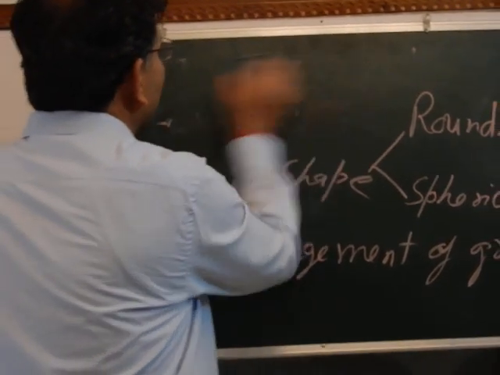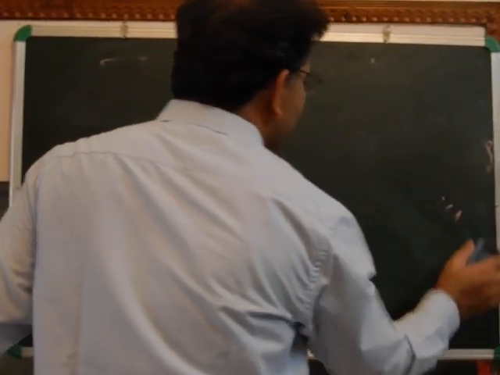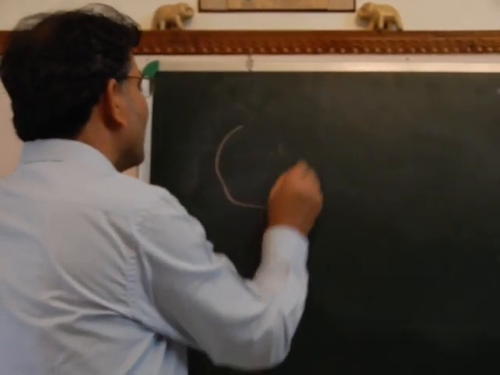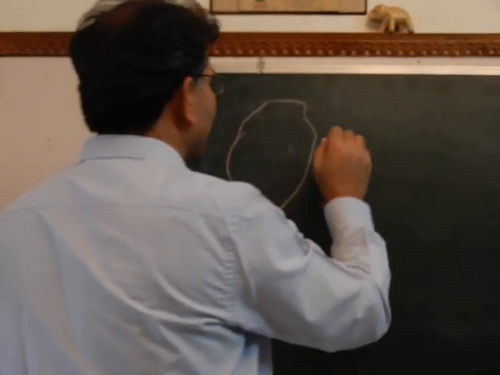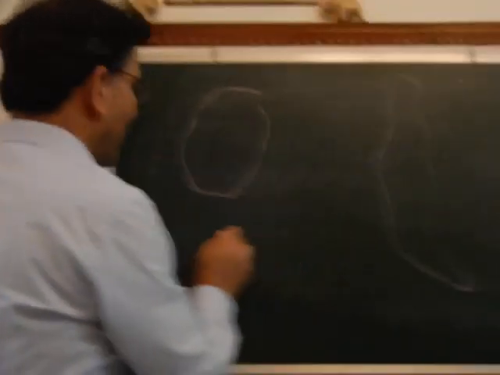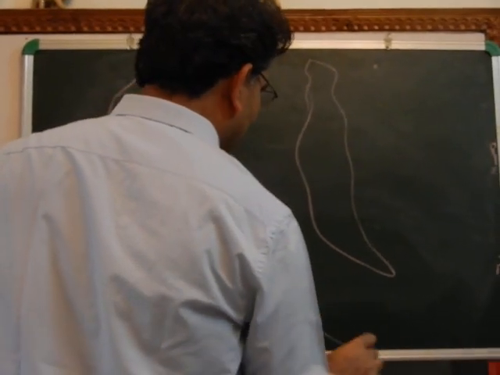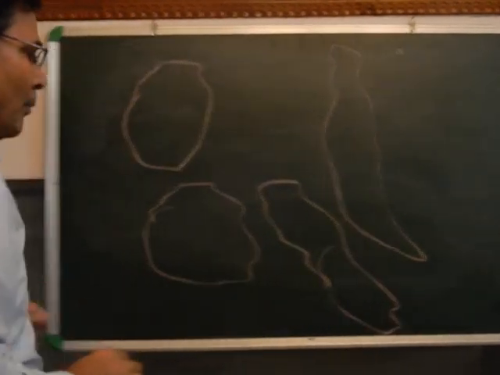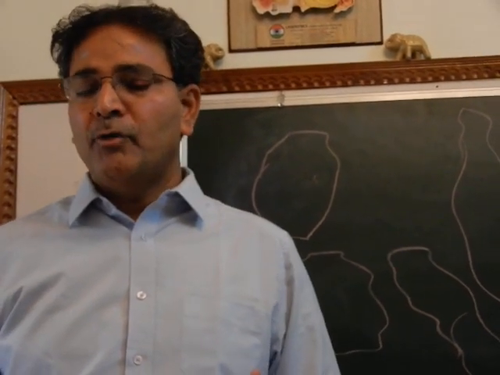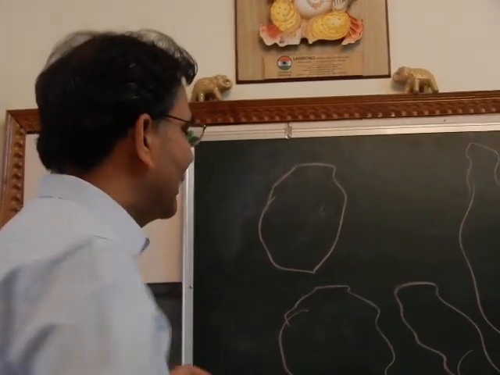Sphericity is that parameter of a sediment which explains how close a sediment is to becoming a sphere. For example, in this one sphericity is high and in this one the sphericity is low. Again, in this one sphericity is very high and in this one sphericity is low. So sphericity is that parameter of any sediment which indicates how close that sediment is to becoming a sphere.